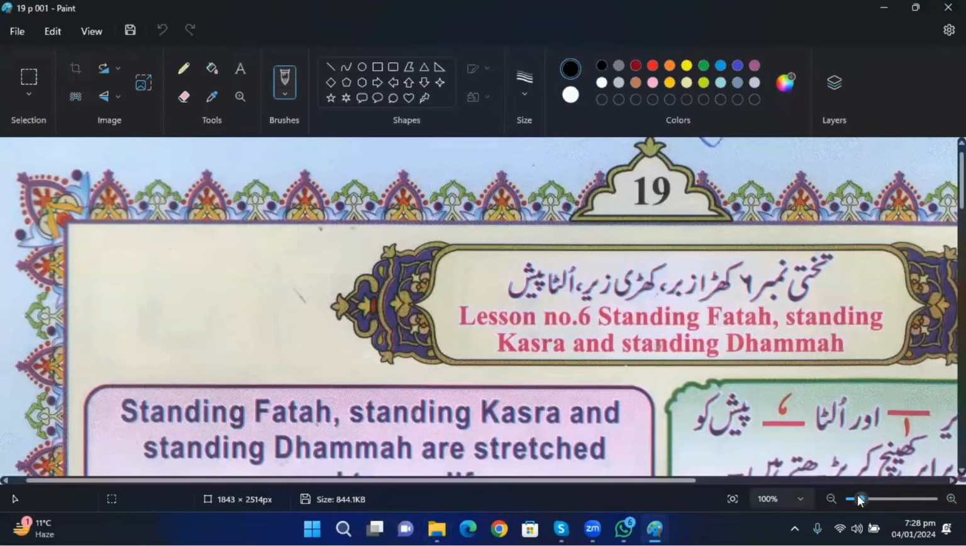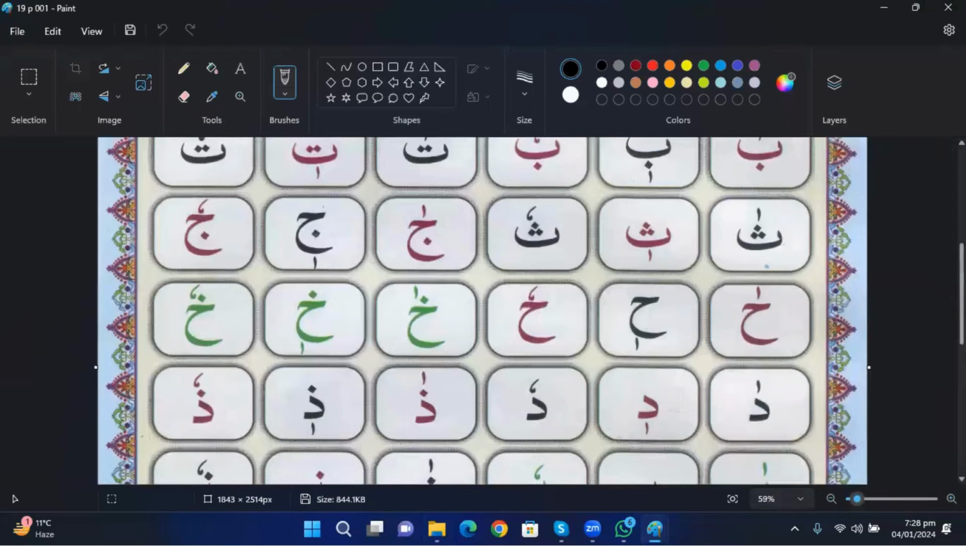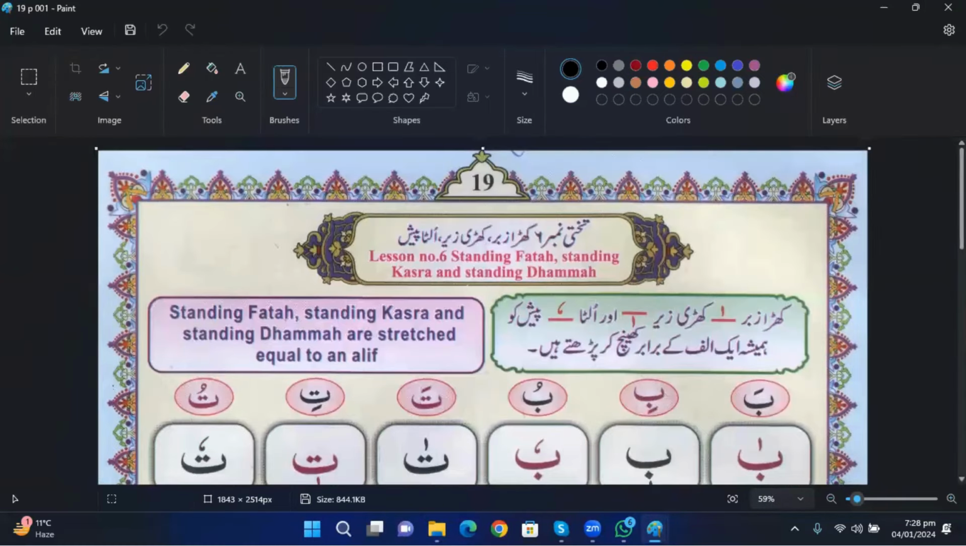So lesson number 19 is about standing harakat. Today we learned about normal harakat. Those were fatha, kasra or dhamma. So this chapter is about standing harakat. Standing fatha, standing kasra and standing dhamma are called standing harakat. We need to stretch them equal to an alif.